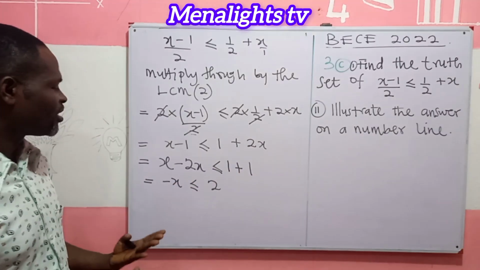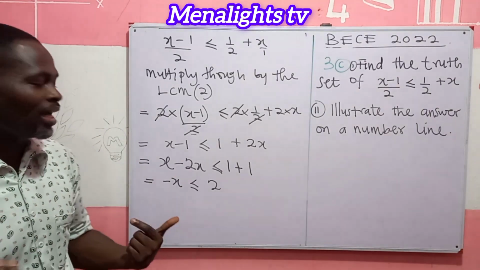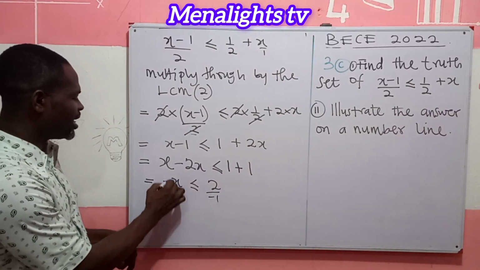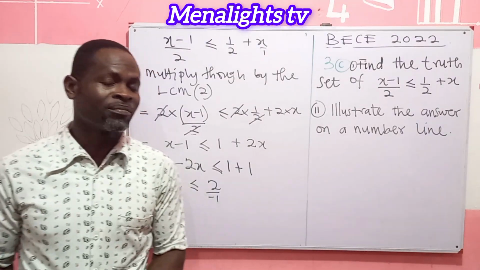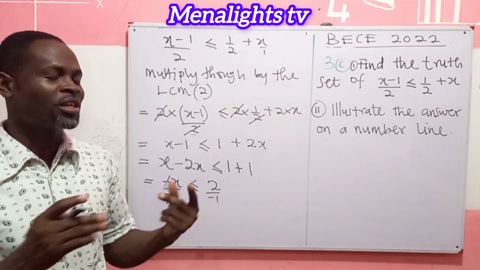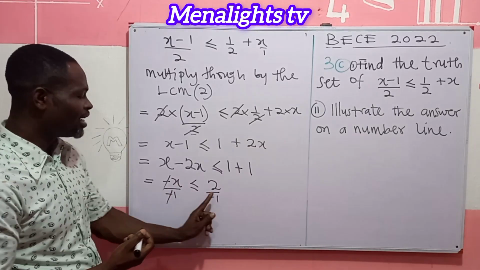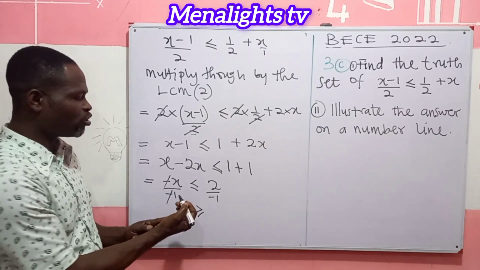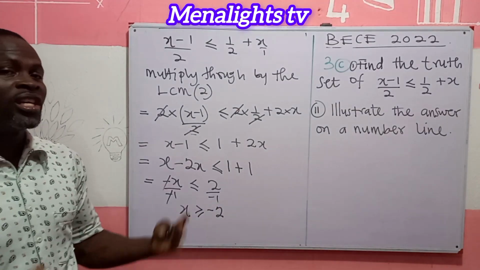So we are looking for x, not minus x. So what we have to do is divide both sides by negative 1. The negative will cancel negative. Once we are dividing or multiplying by a negative, the inequality sign will change. That is the rule. So we are dividing this side by negative and this also by negative. It means that our x will now be greater than or equal to negative 2. The x is greater than or equal to negative 2.